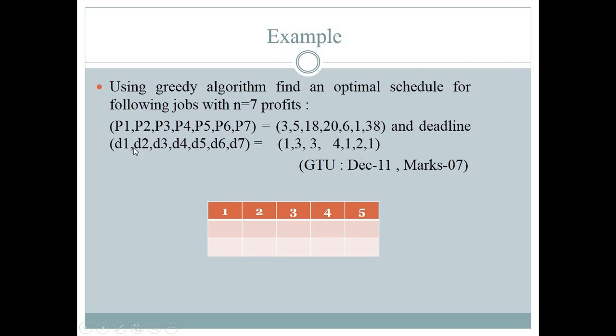In that case D1 will give us 3 profit, D5 will give us 6 profit, and D7 will give us 35 profit. So from those 3 jobs we can select the D7 deadline job with the profit 38. Okay, so we will select D7 with profit 38. After it we will find the jobs whose deadline is 2. So here only one job is available with deadline 2. So we can start this job.